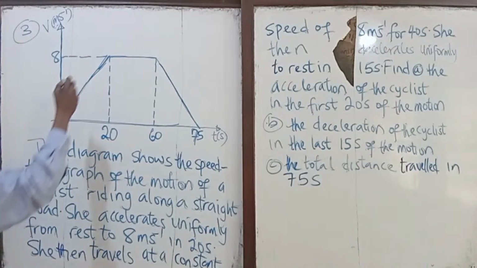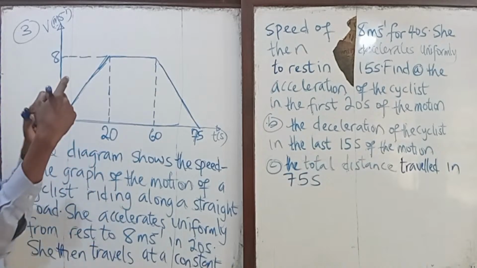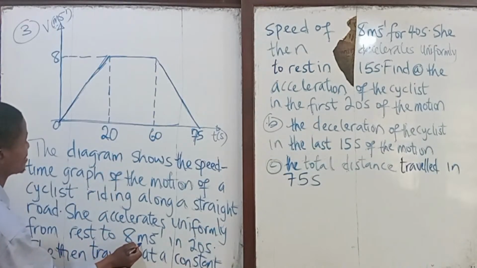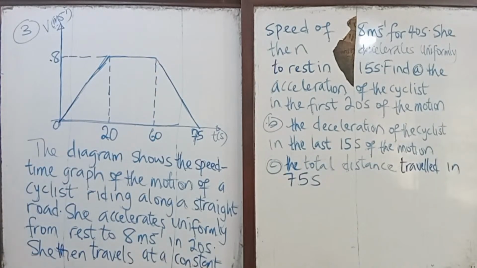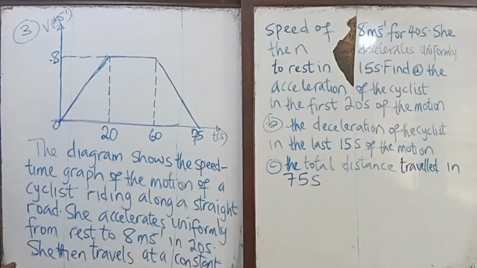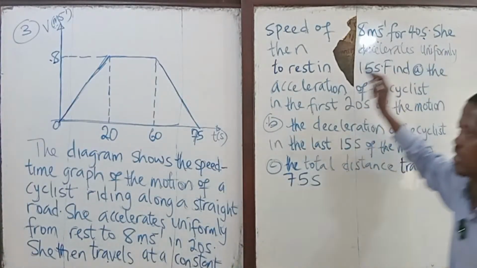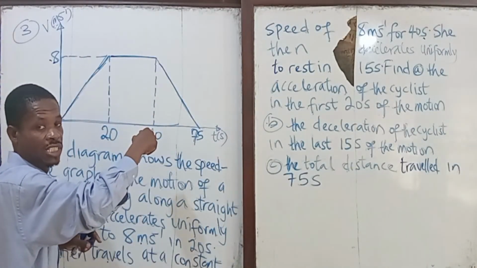She accelerates uniformly from rest in 20 seconds. When you accelerate, there must be time, and there must be a reference speed for that journey. From rest to 8 meters per second, this is the speed, and this is the time, 20 seconds. She then travels at a constant speed of 8 meters per second for 40 seconds. It continued with that speed of 8 for 40 seconds.